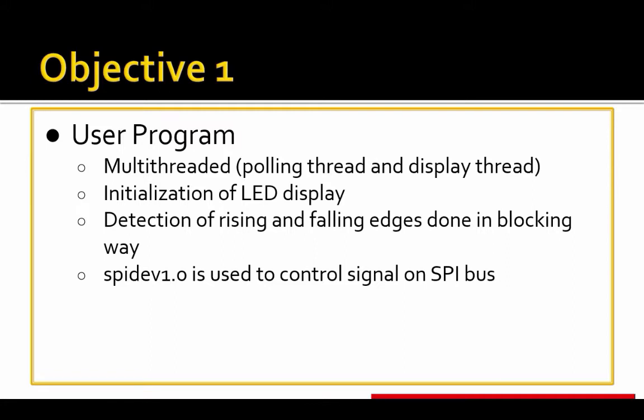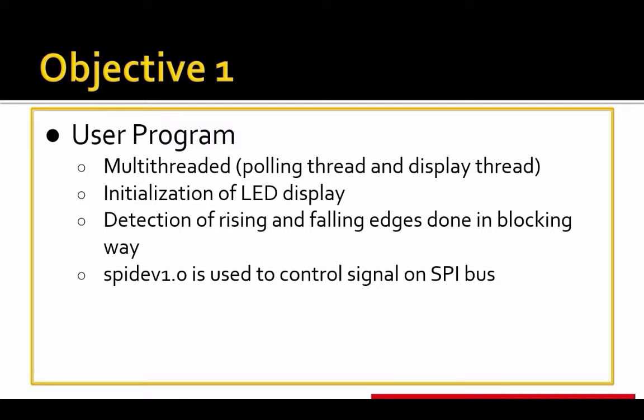A user program is developed in multi-threaded fashion. Two threads are there, one is a polling thread and one is a display thread. The polling thread will give the real-time distance of the object from the sensor. An ultrasonic sensor is used for distance measurement. When the trigger is given, the module will receive an echo from the object. The width of the pulse from the echo pin will give the actual distance of the object from the sensor.